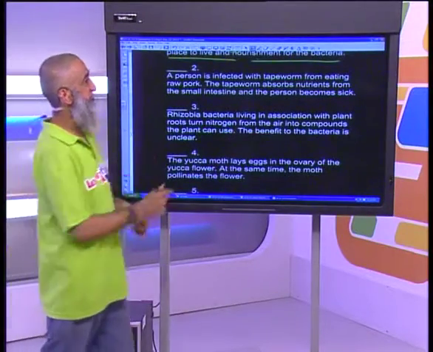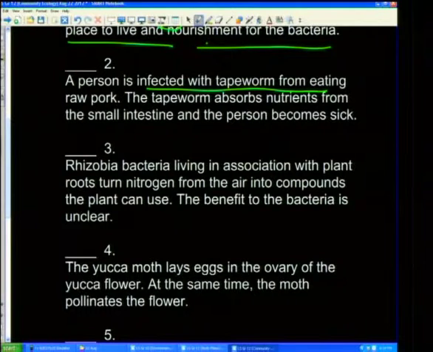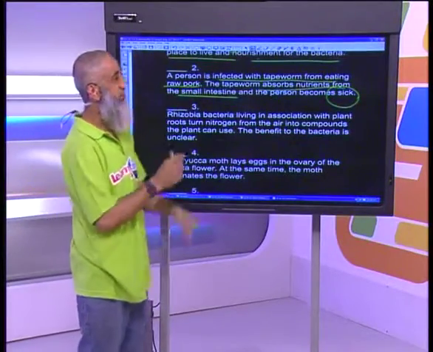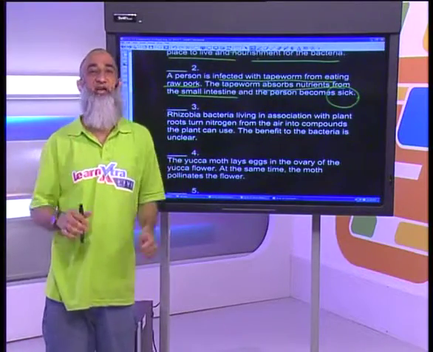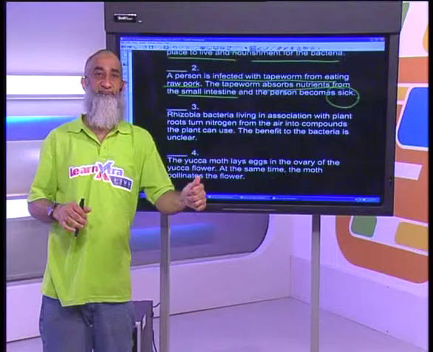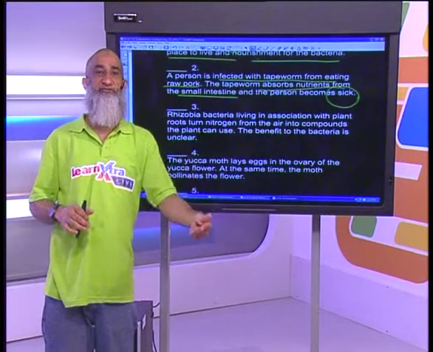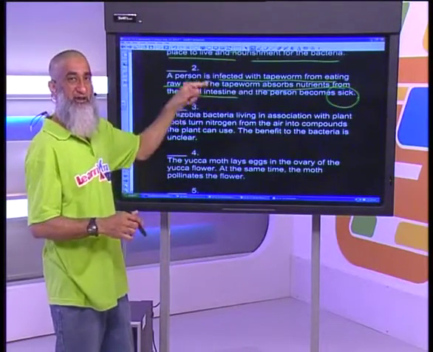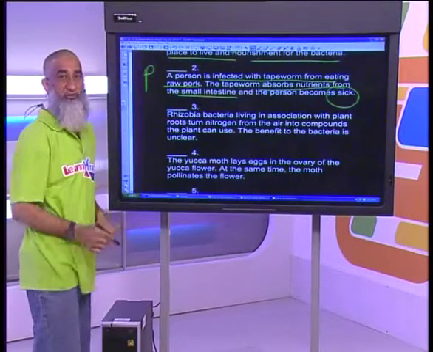A person is infected with tapeworm from eating raw pork. The tapeworm absorbs nutrients from the small intestine, and the person becomes sick. Notice how I'm underlining the key words, guys. That's important. So the person becomes sick. In other words, he is being harmed. And the tapeworm is benefiting because it's getting a free ride, free shelter, no rent, no telephone bills, no digestion, free chow, doesn't have to go and buy chow. So in that way, one is benefiting, the other one is harmed. You got it right, parasitism.